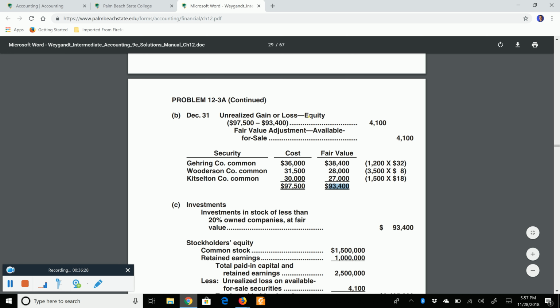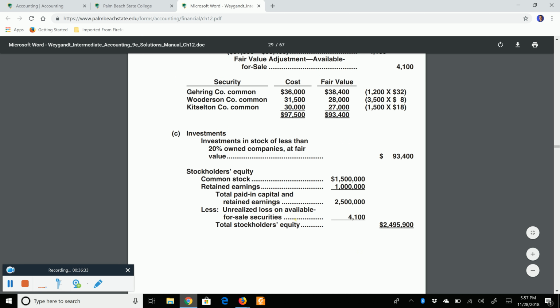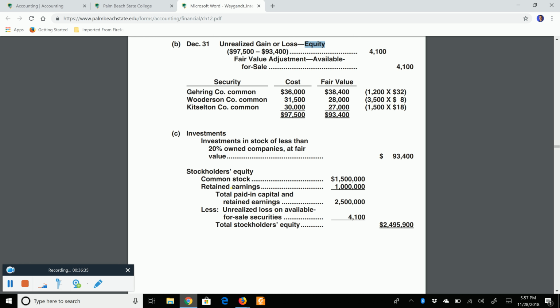Unrealized gains and losses using the equity method are going to be part of the equity section on the balance sheet. So when we prepare a balance sheet, we would show the investments, and you can see the investment. You see the 93,400? That's the fair value. And what does that represent? The investment account of 97,500 has a debit balance, and the fair value adjustment has a credit balance of 4,100. Those two balances combined, that's what this number is.